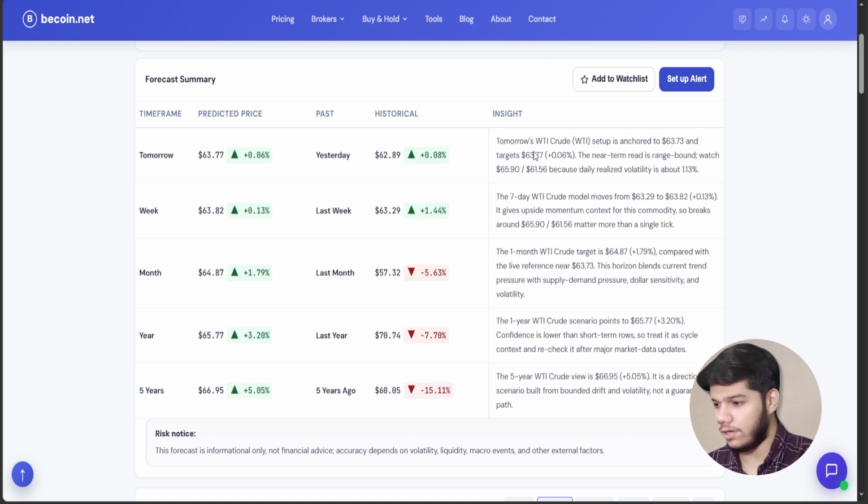Let me read it a little bit for you guys. Tomorrow's WTI crude setup is anchored to 63.73 and the targets are 63.77. The near-term read is range bound, which means the price is currently range bounded, consolidating. Here inside the range, you will find this informational point, which says that the near term is range bound. Watch 65.90 and 61.56 because daily realized volatility is about 1.13%. Here similarly it's 7 days, 1 month, 1 year, and 5 year as well.